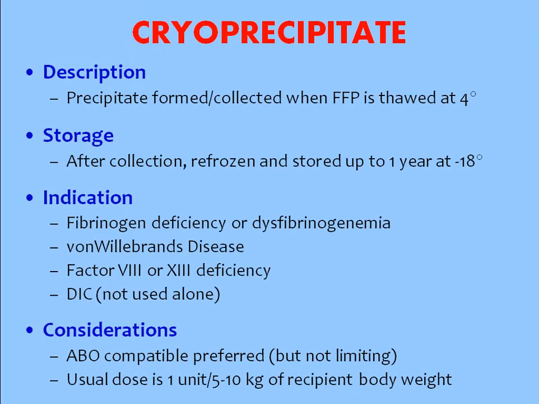Cryoprecipitate. The precipitate formed and collected when FFP is thawed at 4 degrees Celsius is known as cryoprecipitate. It has mainly factor 8 and factor 13, sorry, coagulation factor 8 and coagulation factor 13, and von Willebrand factor. Its usual indications are von Willebrand disease, factor 8 and 13 deficiency, DIC, and fibrinogen deficiency or dysfibrinogenemia. It can be collected and stored up to 1 year at minus 18 degrees Celsius, and it should ideally be ABO compatible, but it is not compulsory. They can be used without complete compatibility also.